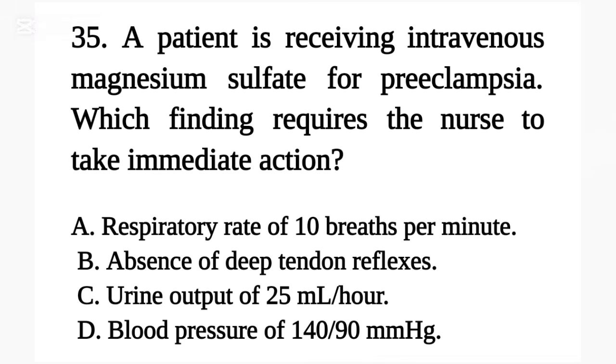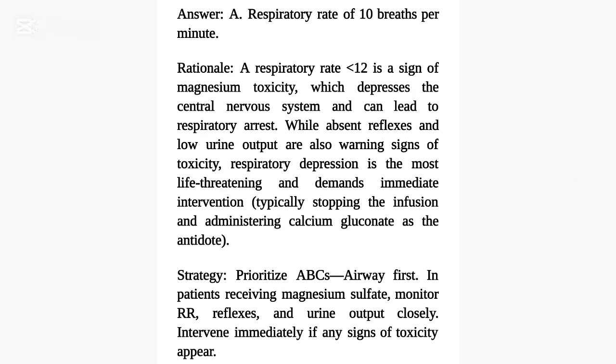35. A patient is receiving intravenous magnesium sulfate for preeclampsia. Which finding requires the nurse to take immediate action? A. Respiratory rate of 10 breaths per minute. B. Absence of deep tendon reflexes. C. Urine output of 25 milliliters per hour. D. Blood pressure of 140 over 90 millimeters of mercury. Answer: A. Respiratory rate of 10 breaths per minute.